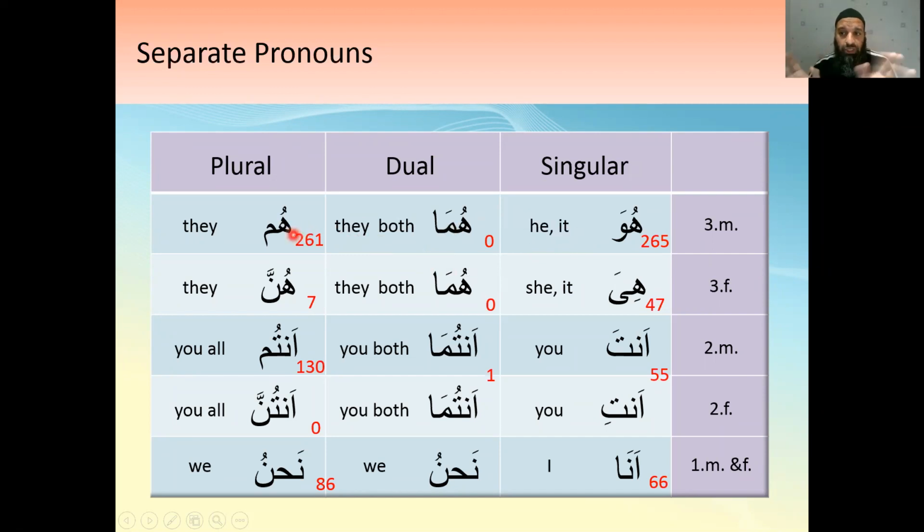Keep your mics on mute because it's going to go crazy. Okay? Huwa, huma, hum. Huwa, he is, huma, them two are, hum, they all are. If you keep on repeating it, you will get it, inshallah. Huwa, huma, hum. He is, them two are, they all are.